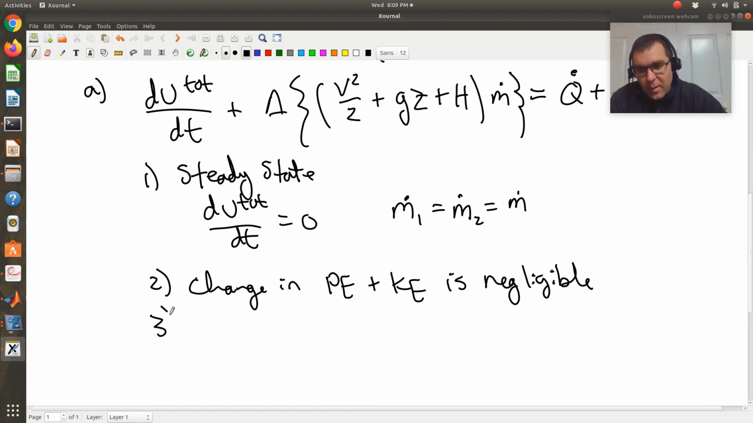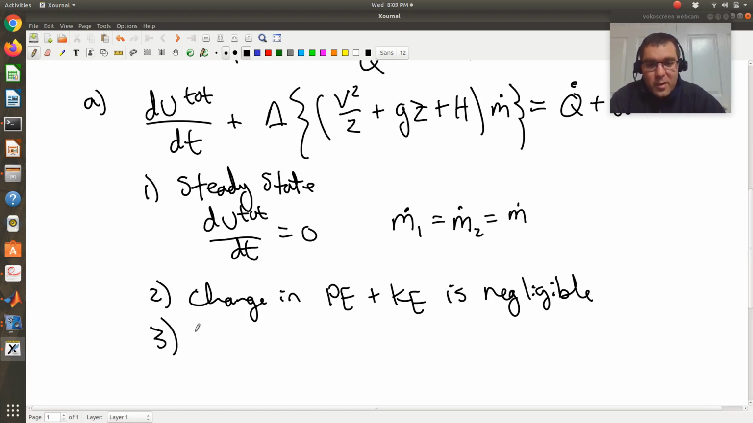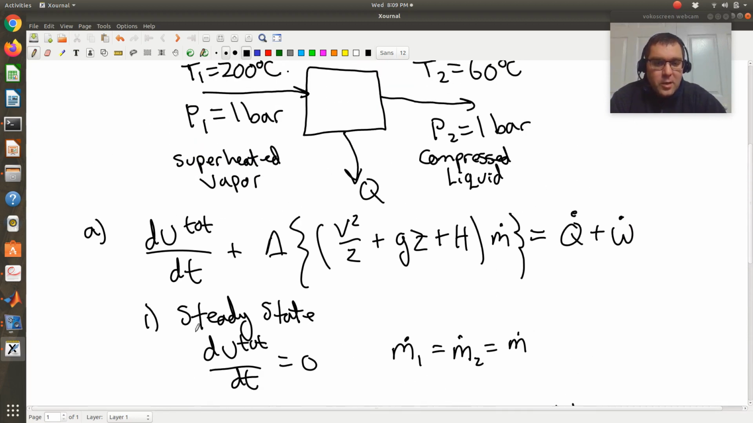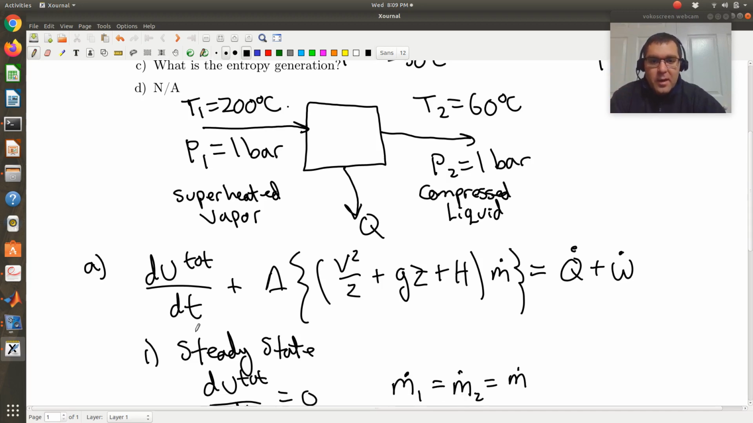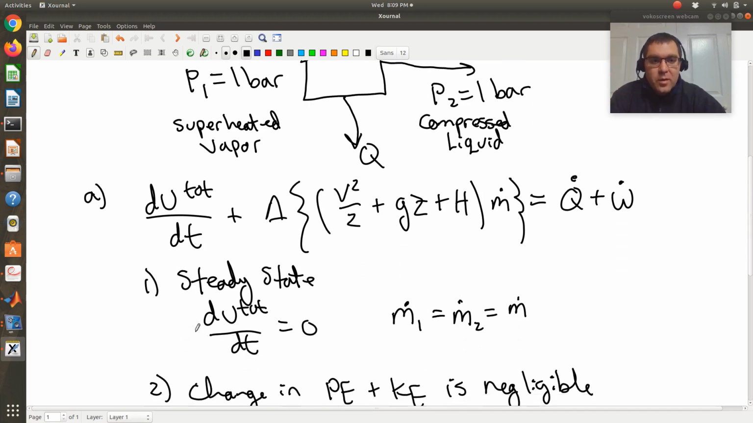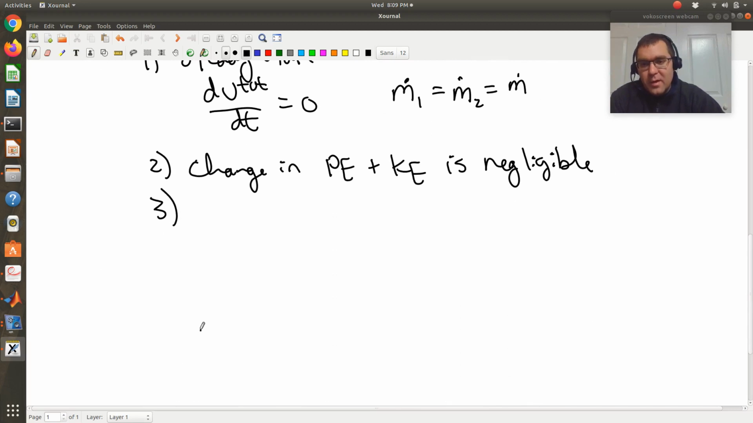Actually, let me make one more assumption before I write down my simplified equation. My last assumption is that we're not given anything in the problem to suggest that there's any sort of work interaction between my system and surroundings. There's no shaft work being done on my system. And so I'll assume no work, and the W dot is equal to 0.